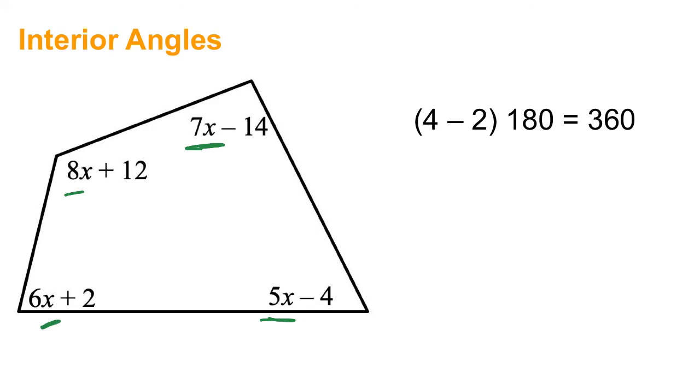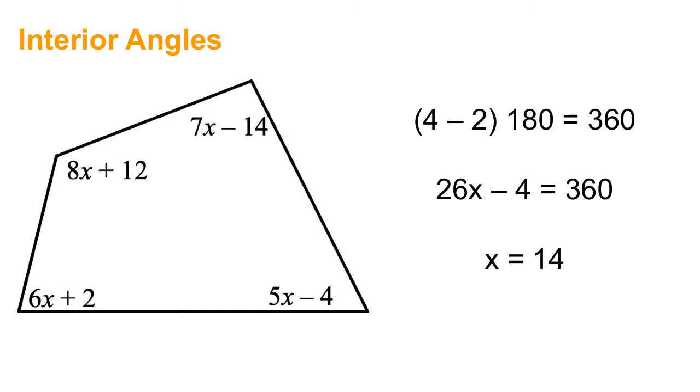And then I'm also going to add 2, 12, negative 14, and negative 4 together. If I do that, I get 26x minus 4 equals 360. If I solve for x, I can figure out that x is equal to 14.